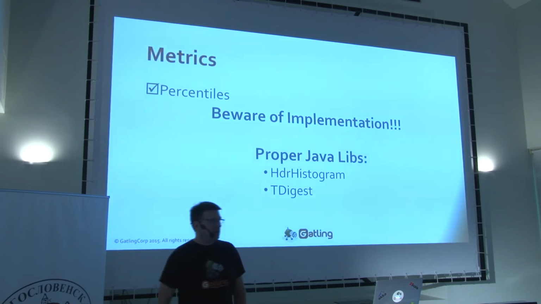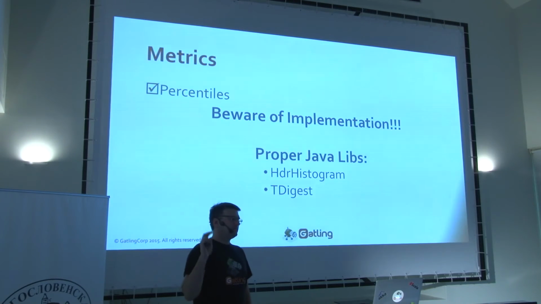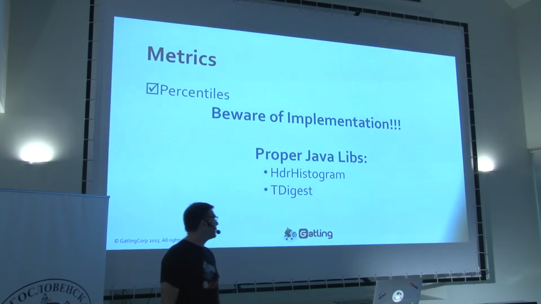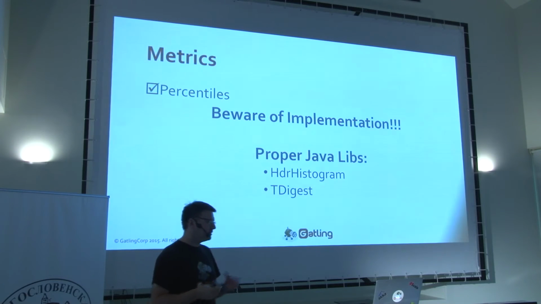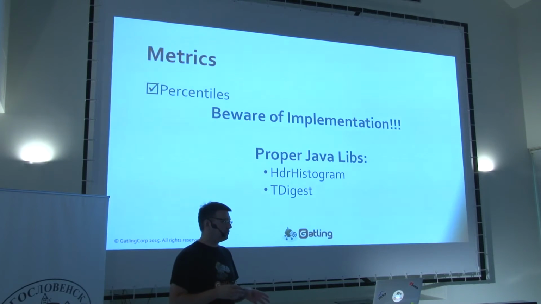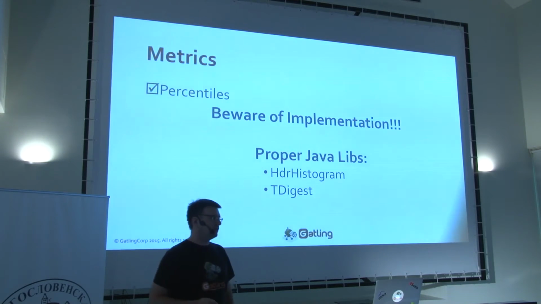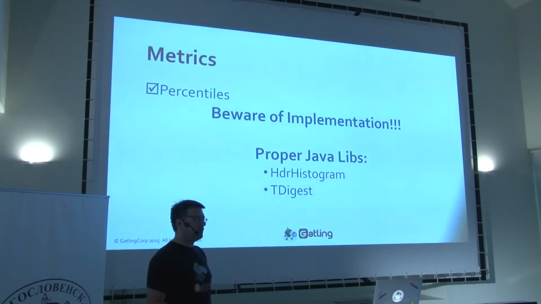If you live in the Java world, there's two very good percentile computing implementations. The first one is HdrHistogram, and the second one is t-digest. They both have their pros and cons. HdrHistogram uses more memory, but is really, really fast. And t-digest uses way less memory, but it's way slower. But yeah, if you run on the JVM and you measure percentiles, you have to check that you use one of those two implementations. As far as I know, other implementations are wrong.